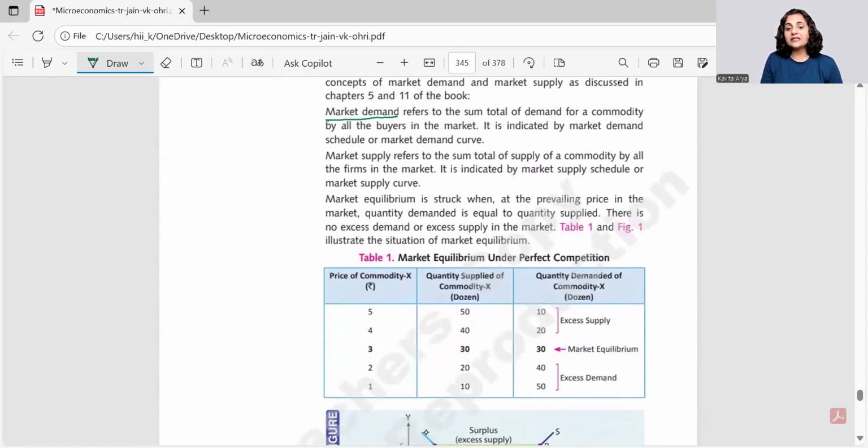Market demand means the sum total of the demand for a commodity by all the buyers in the market, right? And market supply is the sum total of the supply of a commodity by all the firms in the market, right? Equilibrium is struck where demand is equal to supply. So let's understand the same with the help of a schedule and curve.